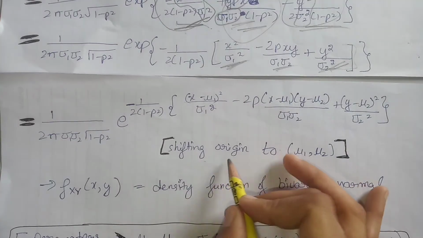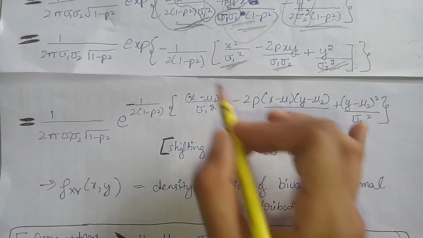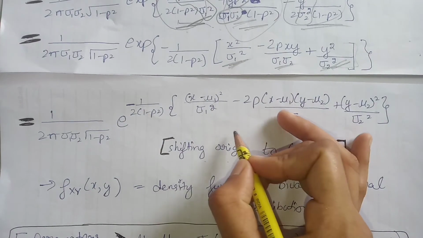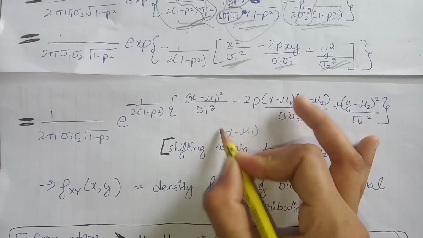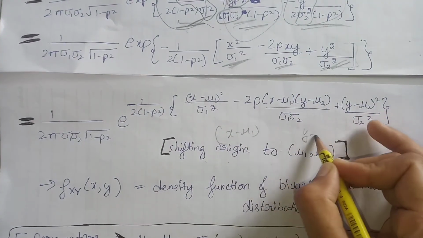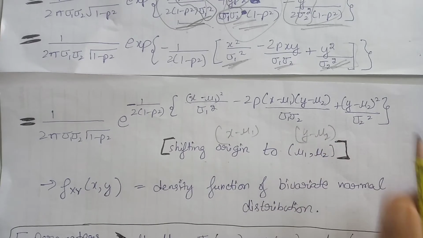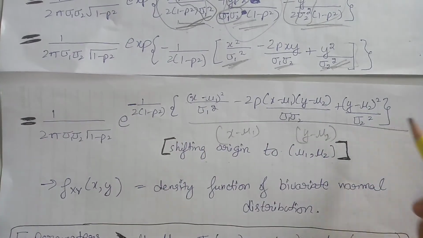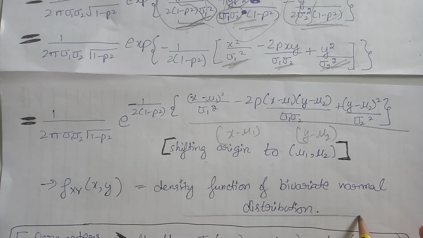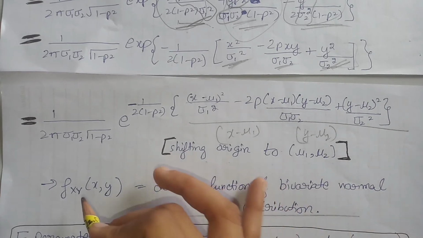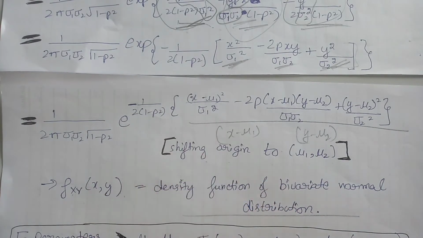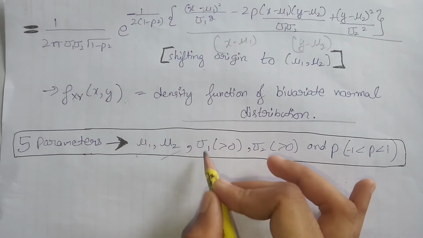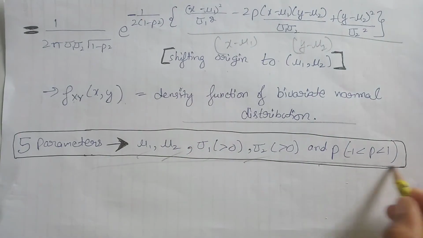Now we will shift the origin to mu1, mu2. That means in this answer, at the place of x we write x minus mu1, and at the place of y we write y minus mu2, like this. So this is the PDF of the bivariate normal distribution, which was actually the joint probability density function of x and y. And now we can also see that mu1, mu2, sigma 1, sigma 2 and rho are 5 parameters.